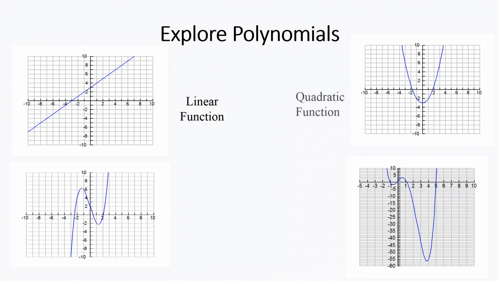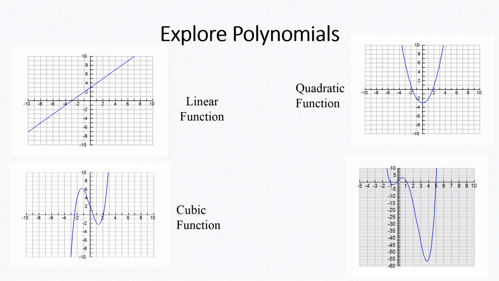Next is the quadratic function. So, sa ating quadratic function, meron tayong degree of 2 or highest degree na 2. Then, yung ating magiging graph will be parabola. Meron lang tayo doon na isang turning point.